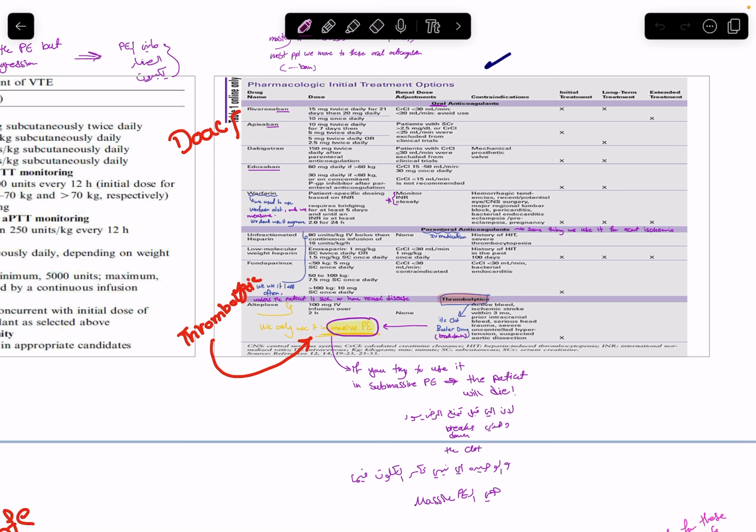The problem, obviously, with these agents, just like when we give them for MIs and for strokes, is they have significant chances of bleeding. I can give it to you and then you're just going to start bleeding till you die, or bleed in your brain and die. So you have to pick the right patients.